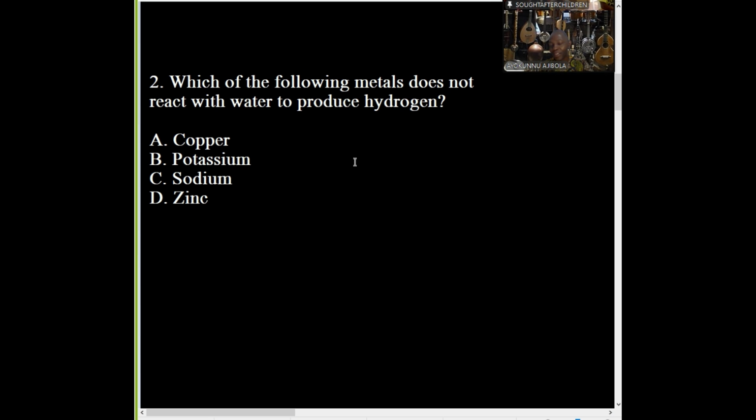Okay, let us state this question this way. Copper does not react with water to produce hydrogen. Explain. So you don't know how to explain it? I have shown you that copper does not react with water. For copper to react with water to produce hydrogen, copper must be able to displace hydrogen.